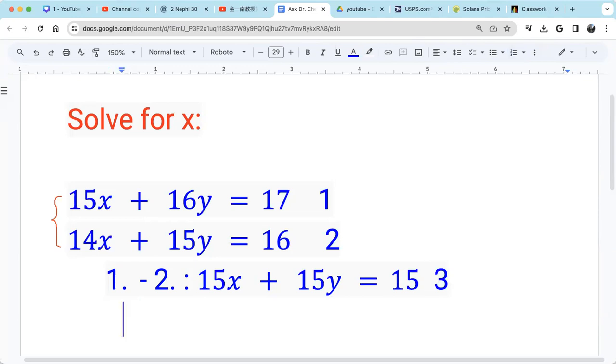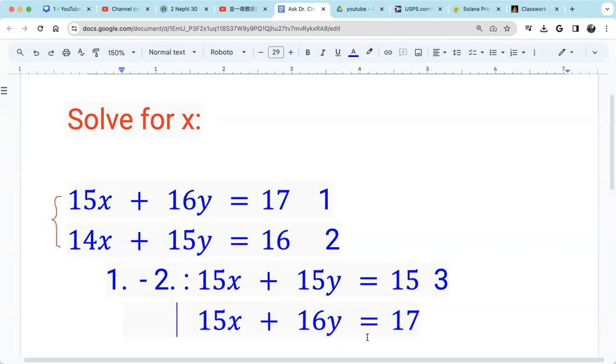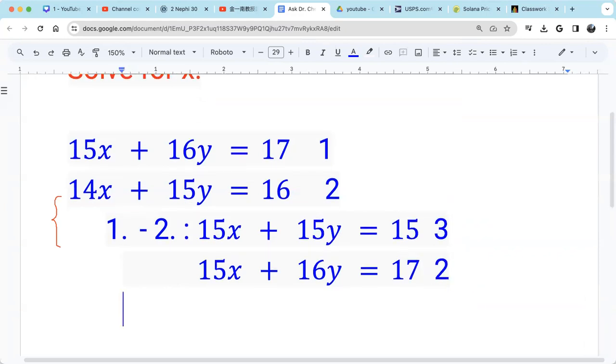Now what do we do? Now we want to use equation 3 to minus equation 1. Let's copy paste equation 1 here. Equation 1 is 15x and 16y and 17, right? Oops, I don't want to do that. I want to use this equation, so this is equation 2. Maybe let's do equation 2 minus equation 3, right?